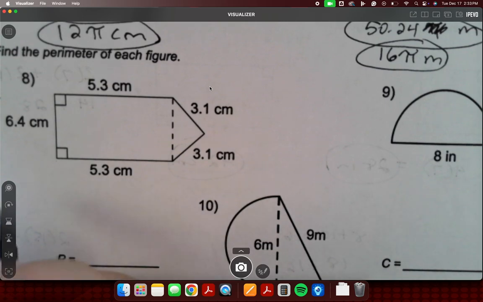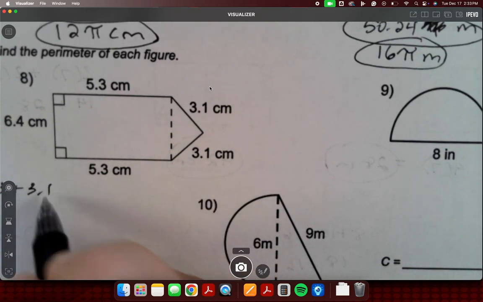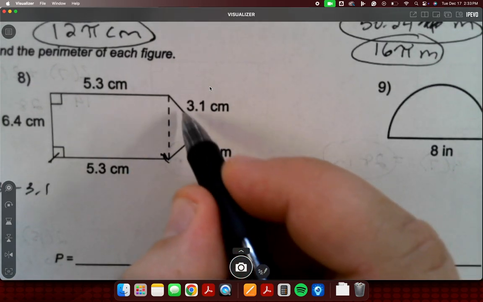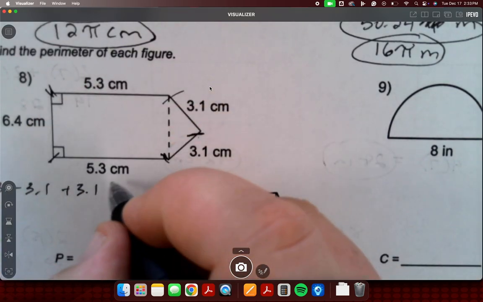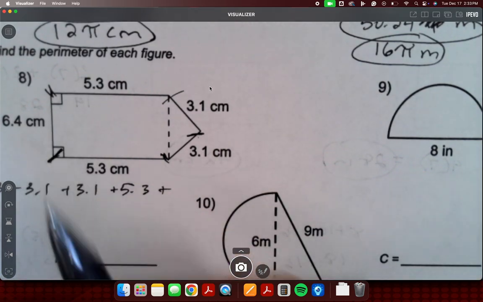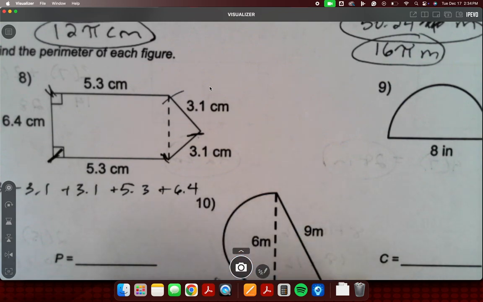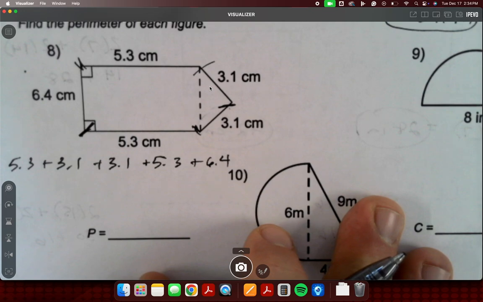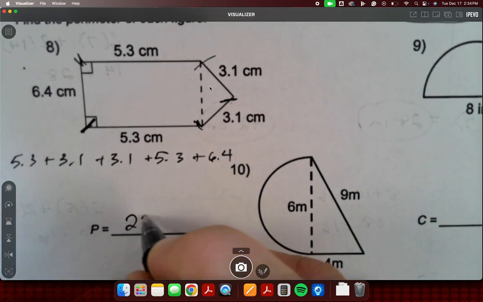So we go through 5.3. We go through 3.1. So we've gone from here to here to here. Then the next section is also 3.1. The next section is 5.3. And we return to the beginning where we started, going 6.4. So we add all of these together. You can add all those together in the calculator, and you'll get 23.2 centimeters.